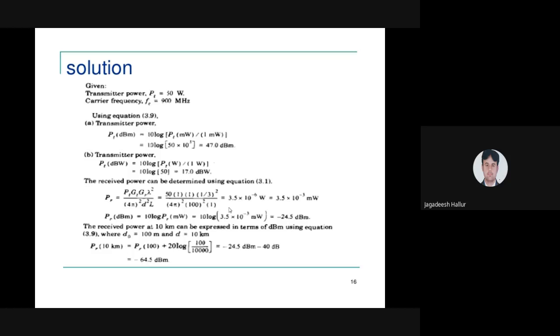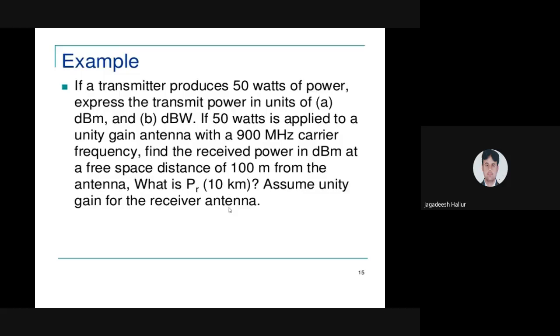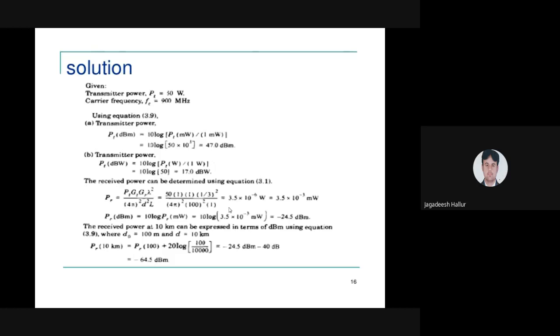D is how much? Distance, how much has he given? 100 meters. So he has mentioned 100 square. L, he has not mentioned any L, so loss of that particular system is 1. There is no loss. So the final answer for the received power: this type of question will arise in your MCQ. PR is equal to 3.5 into 10 raised to minus 6 watt, or 3.5 into 10 raised to minus 3 milliwatt.